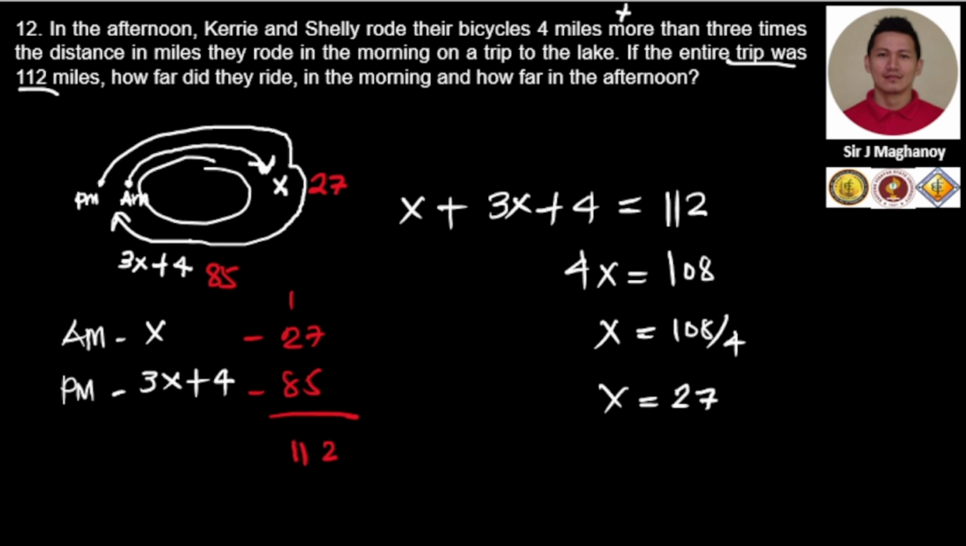So the total distance they travel is the same. If we equate the equation, both sides are equal. That is 112. So I hope you comprehend our solution. Let's move to our next supplementary problem.